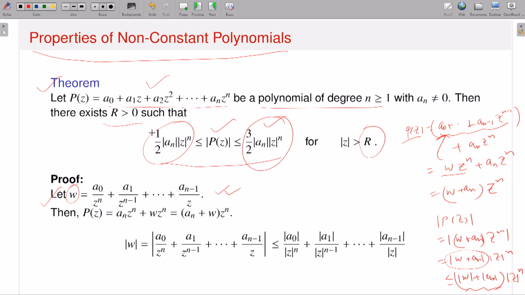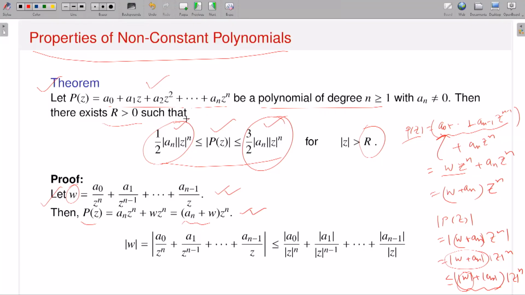So that's the target. Therefore, you write w, then you break your polynomial into two parts. That means you can write your polynomial as (a_n + w) times z^n. Because a_n is fixed, for the upper bound you just need the estimate of |w|. Then it will give the upper bound of that one. And for the lower bound also, if I know the estimate of |w|, then I will be able to have the estimate of the lower bound.